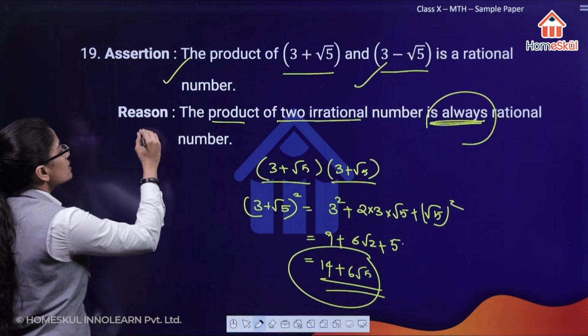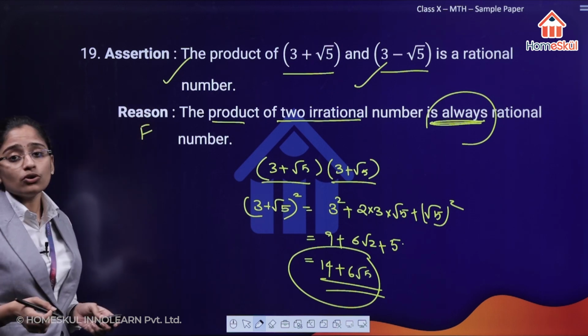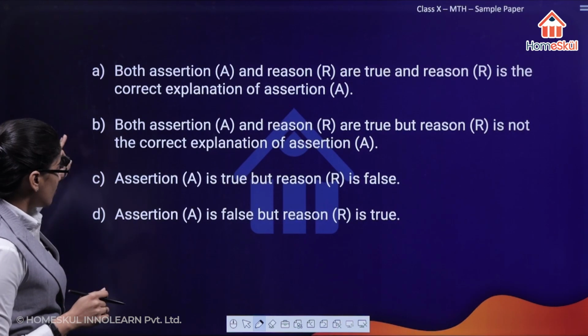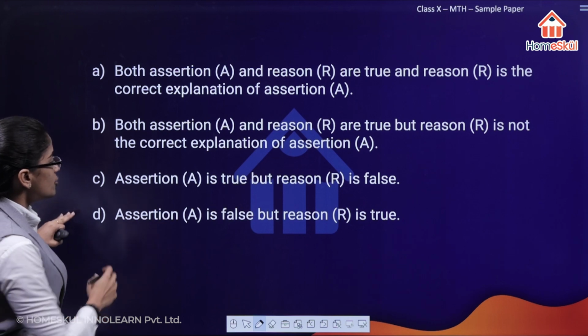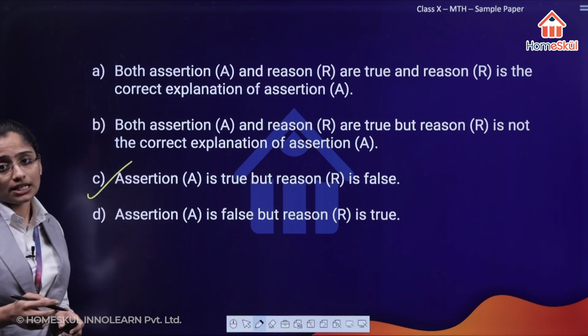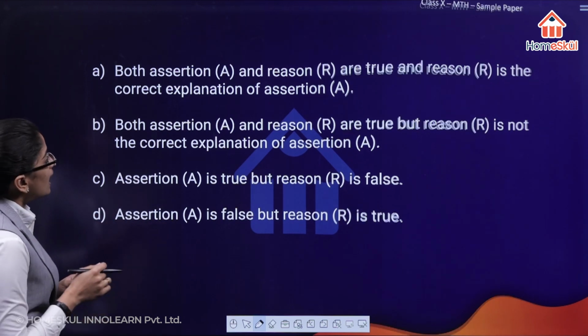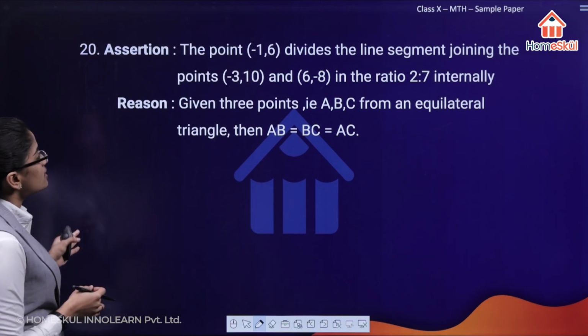So the reason is false, okay? Assertion is true, but the reason is false. So among this, which is the correct option? Assertion is true, but the reason is false. Option C is the correct answer. Okay? And the last MCQ type of question, assertion reasoning.